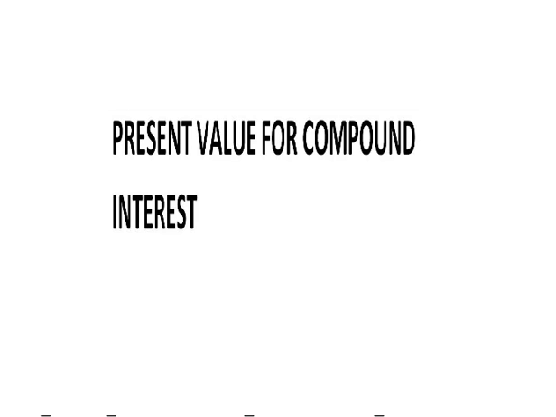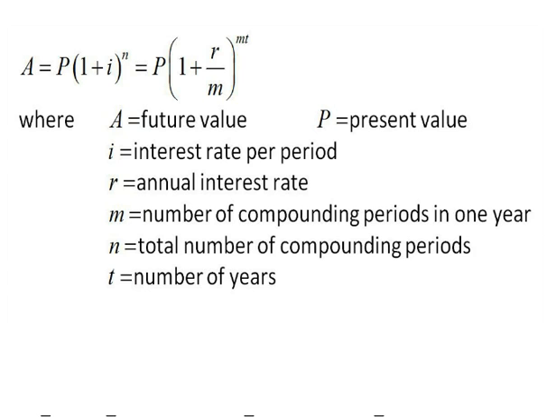In this video, we'll discuss how to find the present value for a compound interest problem. First, remember the compound interest formula, which says that the future value is equal to the present value times 1 plus the interest rate per period, I, raised to the total number of compounding periods, which is n.